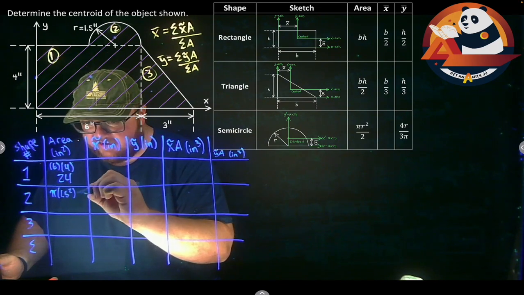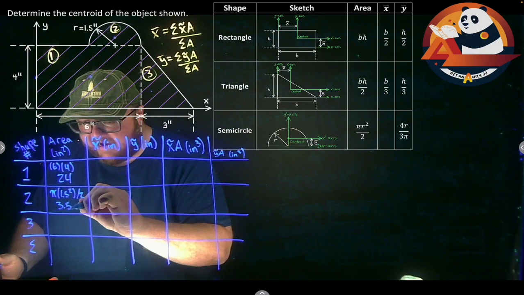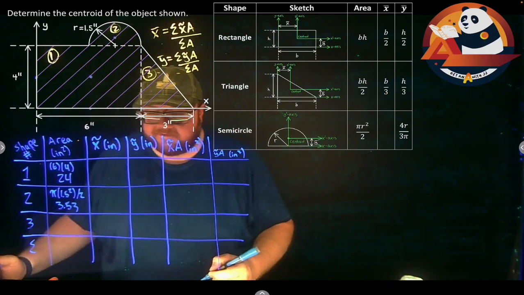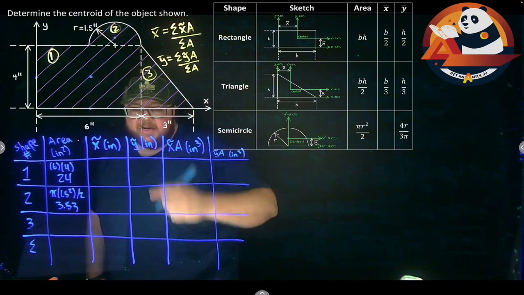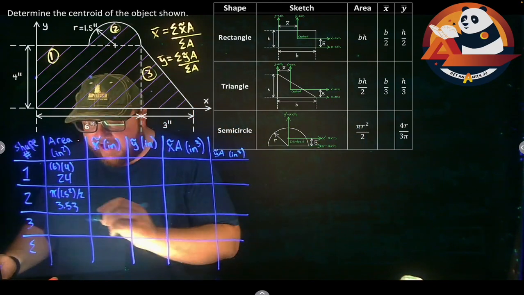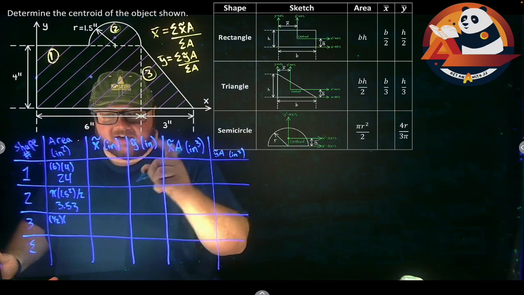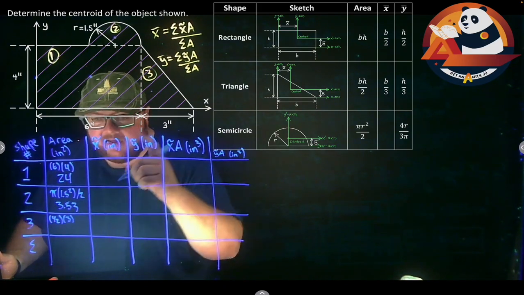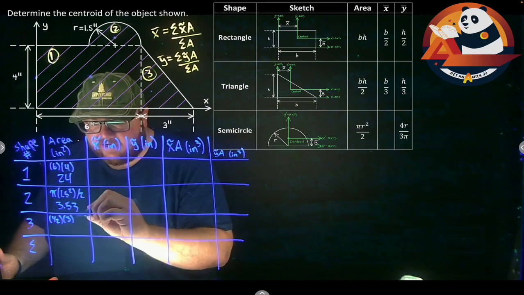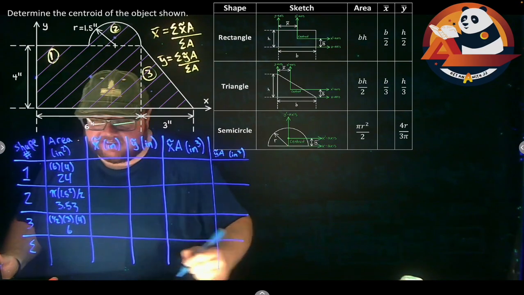1.5 squared over 2, or this is 3.53 square inches. And then finally, our triangle we know is 1/2 base times height. So we can come in and fill that one in. 1/2, our base of that triangle is 3, and the height is 4. 1/2 times 3 times 4 is going to get us 6.